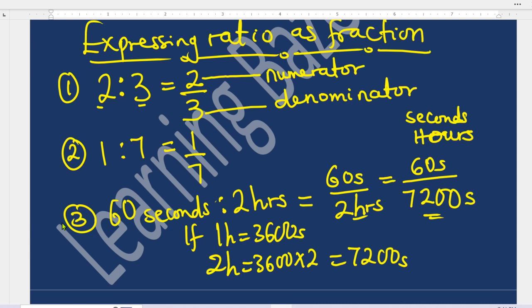So that is 60 seconds divided by 7,200 seconds. Don't forget, we are expressing ratio as fraction.